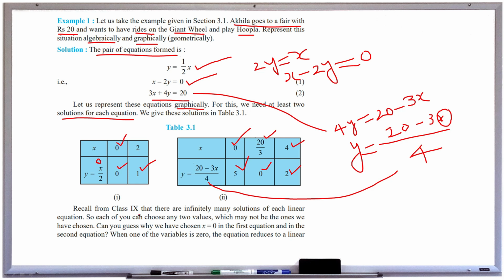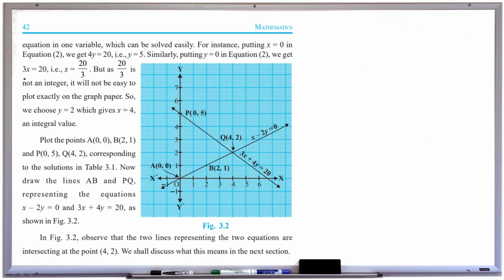Recall from class 9th, there are infinitely many solutions of each linear equation. This linear equation has many solutions, so you can choose any two values which may not be the ones we have chosen. Can you guess? We have chosen x is equal to 0 in the first equation and in the second equation. What's the reason? When one of the variables is 0, the equation reduces to a linear equation in one variable. That's why we have selected the value x is equal to 0, which can be solved easily.